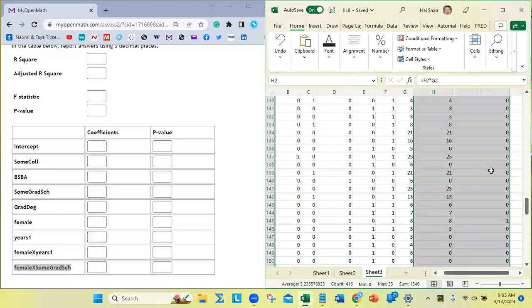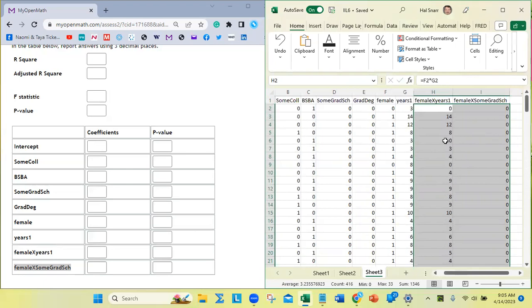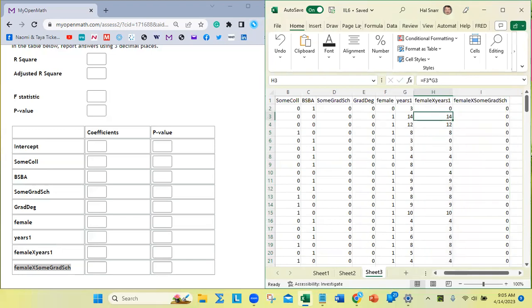So maybe we could do that now. Okay, so what this is, if the person is female, this is the number of years a female worked at the bank. This person is male. The male worked 3 years at the bank. This female worked 14 years at the bank. This female worked 12 years at the bank. This female worked 8 years at the bank. This is a male, right?